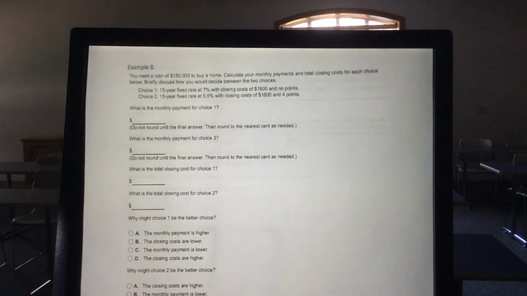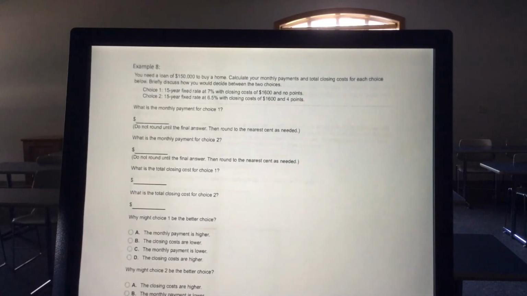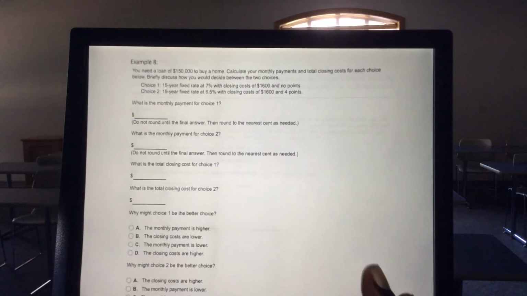All right. Here's another example. You need a loan of $150,000 to buy a home. Calculate your monthly payments and total closing costs for each choice below. Briefly discuss how you would decide between the two choices. Okay, in this case here, choice 1 has a 15-year fixed rate at 7% with closing costs of $1,600 and no points. Choice 2 is a 15-year fixed rate of 6.5% with closing costs of $1,600, but this time 4 points.